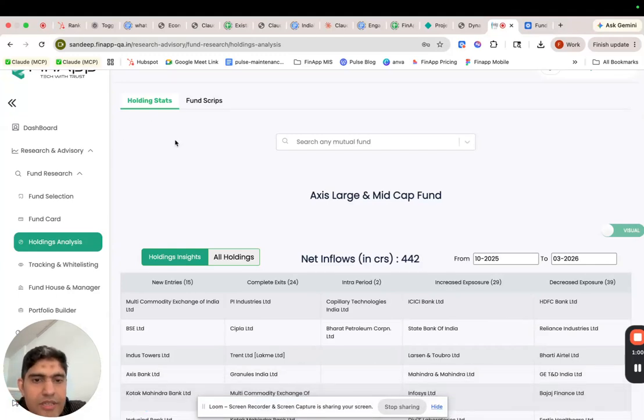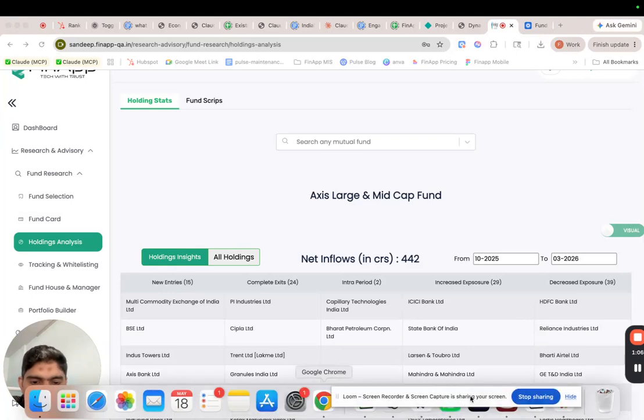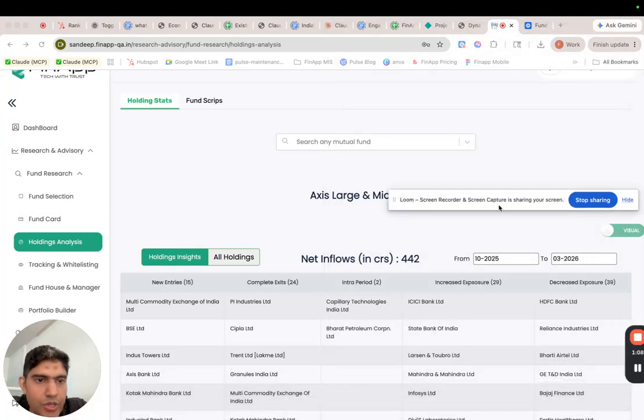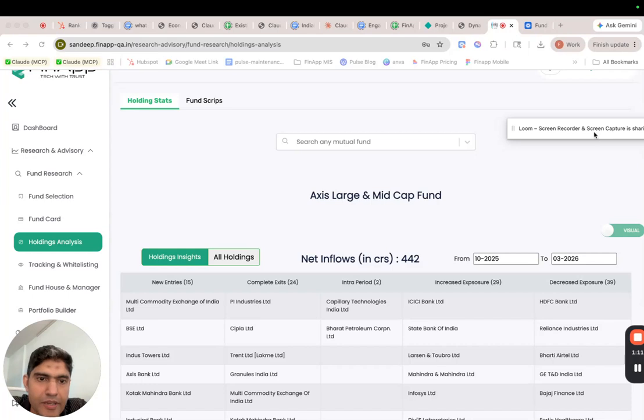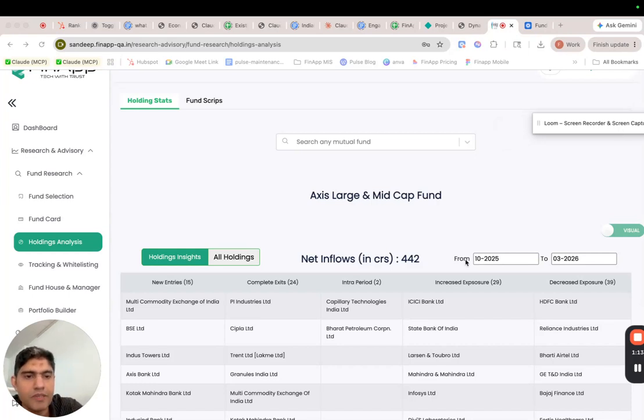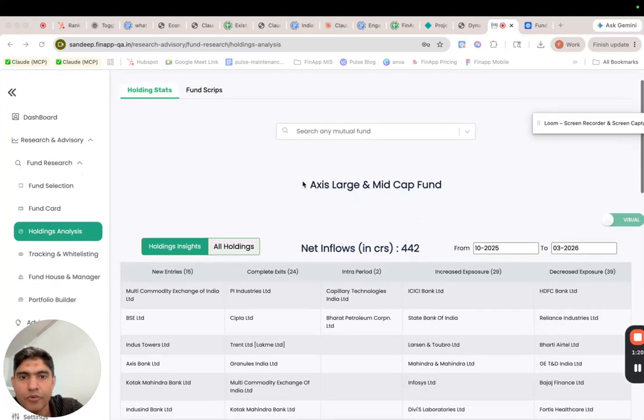The screen is actually showing the holding stats of Access Large and Mid Cap. You can search for any fund over here. Let me explain what the data is showing you. This period is something that you can change. This is from October 2025 to March 2026. For Access Large and Mid Cap, the net inflow, the actual money that the fund manager received, which is purchase minus redemption, is 442 crores. That is one data point.